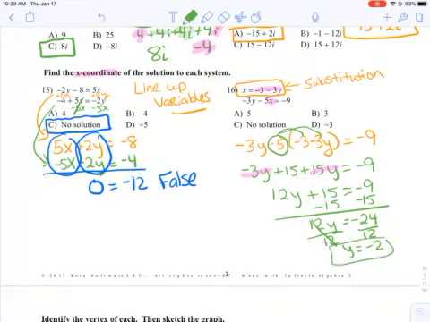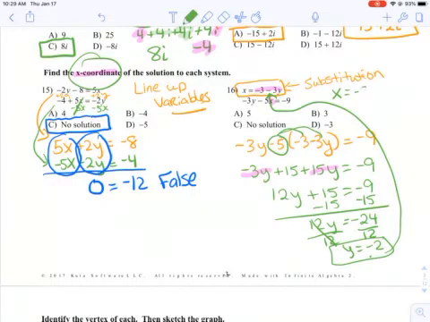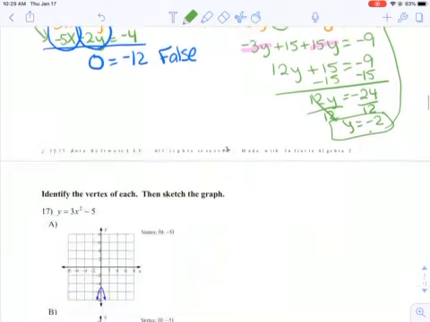Now, the key here is this is y, but we're asking for x. So we're going to go ahead and substitute that back up into here. So we have x is what happens when you have negative 3 minus 3 times our y, which is negative 2. So negative 3 plus 6, which is 3. So our answer there is 3.